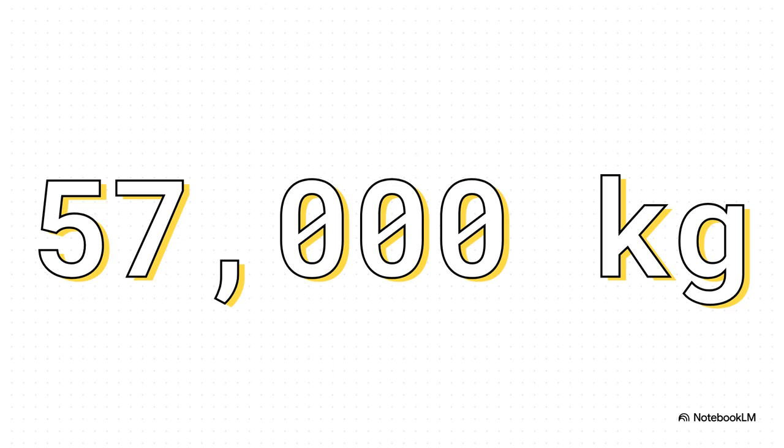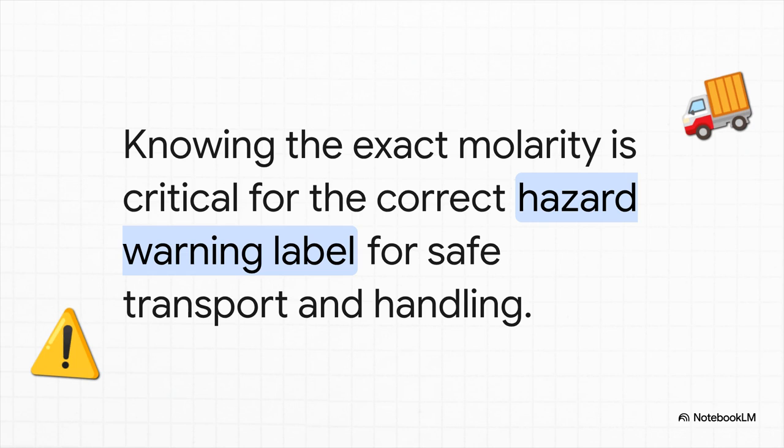Take a look at this number, 57,000 kilograms. That's how much concentrated hydrochloric acid a single tanker truck can be carrying. That's a massive amount of incredibly dangerous stuff. And for a substance that dangerous, first responders and factory workers have to know its exact concentration, its molarity, to handle it safely. That molarity value is what determines the official hazard warning label that goes on the side of that tank. If you get that calculation wrong, the consequences could be catastrophic. This is where precision is literally a matter of life and death.